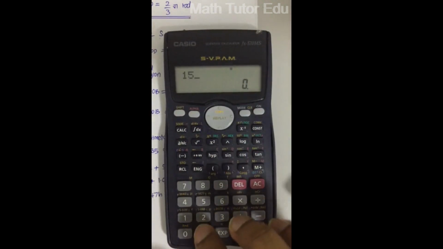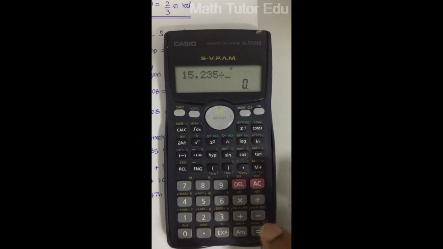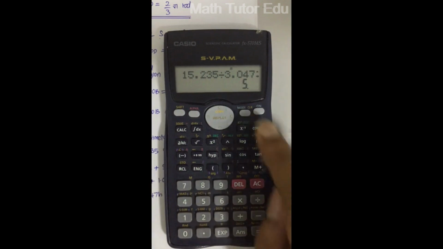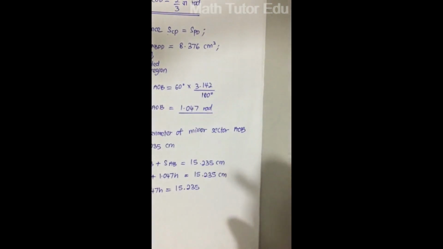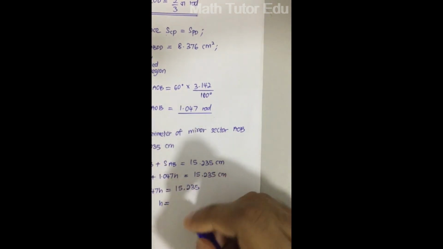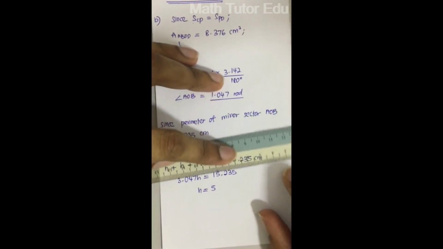So from here, 15.235 divided with 3.047. Okay, calculate this, you should get your answer is 5. So from here you should get your h is equals to 5. Okay, we already get our first solution.